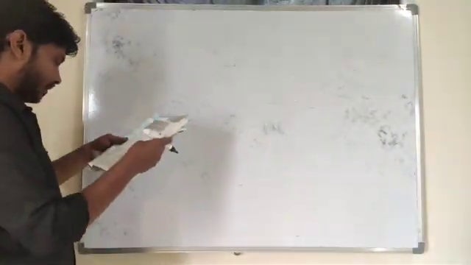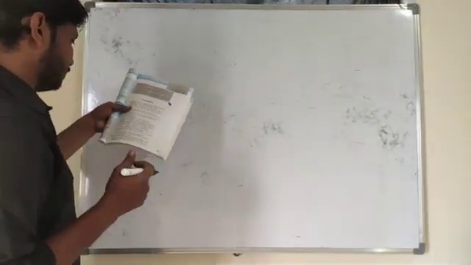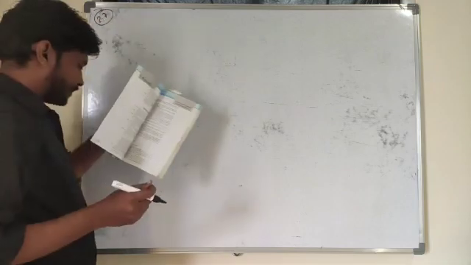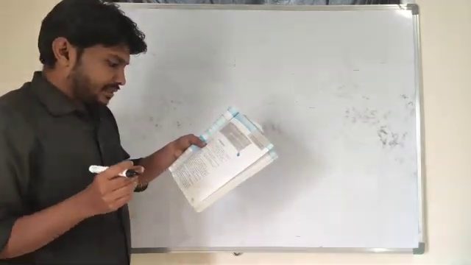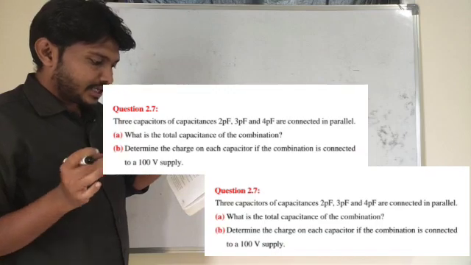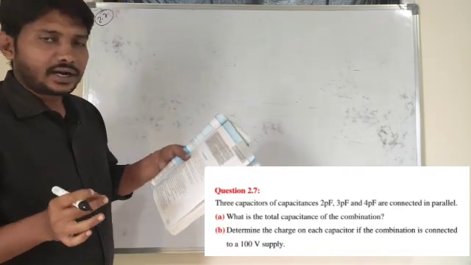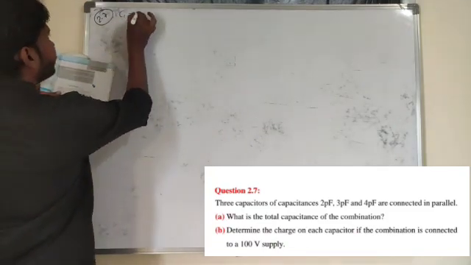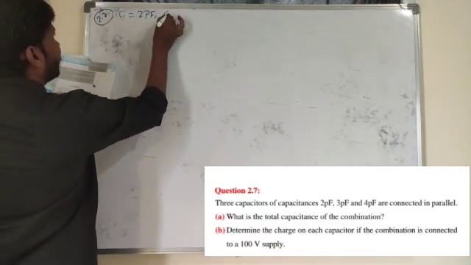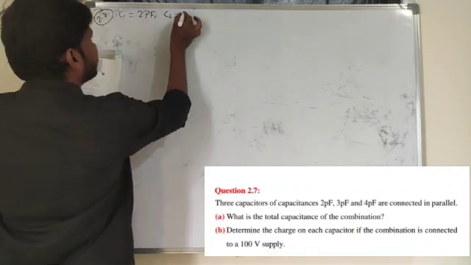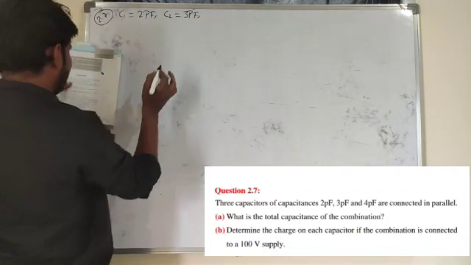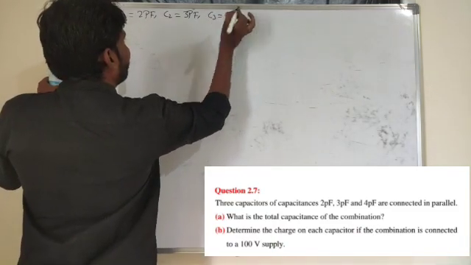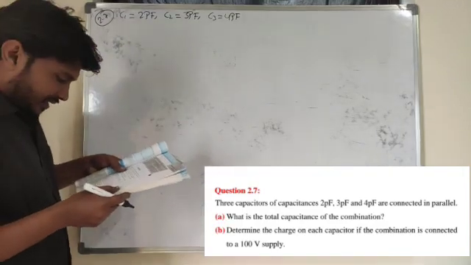Okay, we'll read the next question, 2.7. Three capacitors of capacitance 2 picofarad, 3 picofarad and 4 picofarad are connected in parallel. So C1 value is how much? 2 picofarad. C2 value is 3 picofarad, and C3 value is 4 picofarad. All these 3 capacitors are connected in parallel.